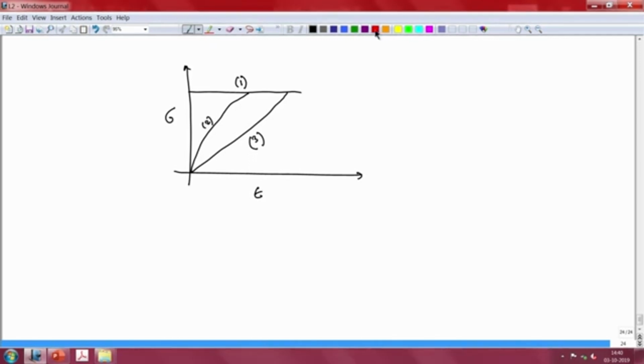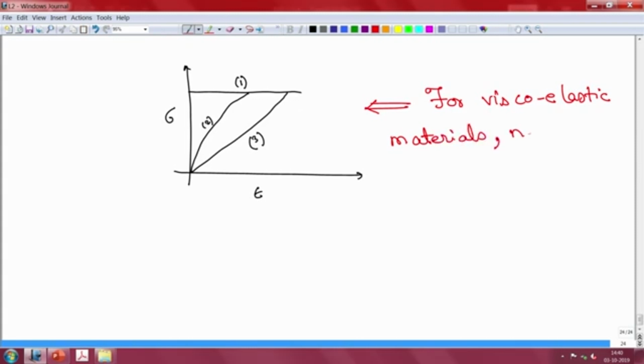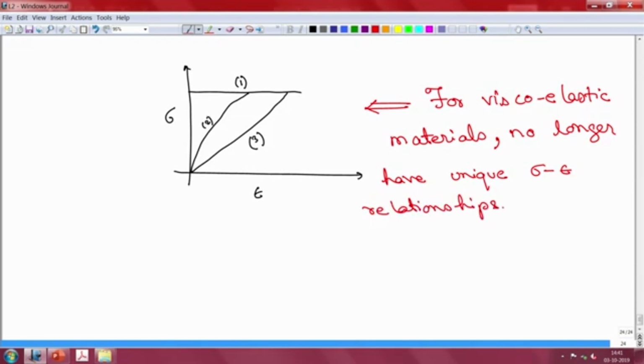So, for viscoelastic materials, you no longer have unique sigma epsilon relationships. And this is where history dependence comes in.